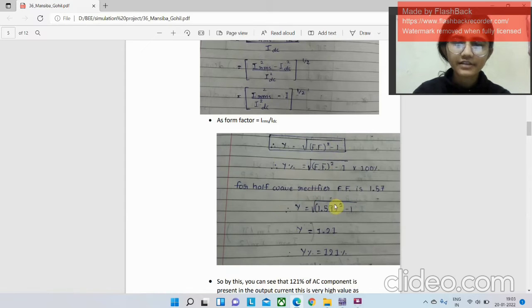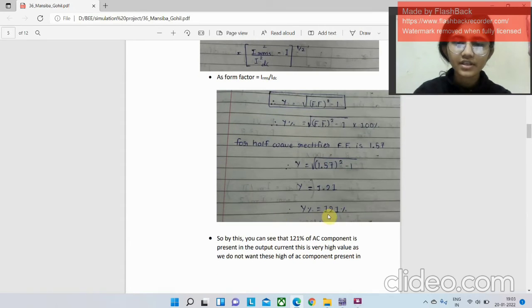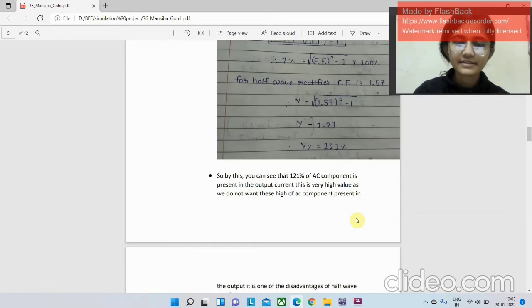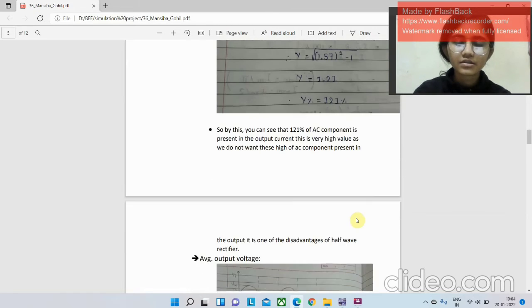For the half wave rectifier, the form factor is equal to 1.57. Now doing the calculation, we get gamma's value as 121%. By this, we can see that 121% of the AC component is present in the output current, which is a very high value. And as we do not want any AC component present in the output, we can say that this is one of the disadvantages of the half wave rectifier.